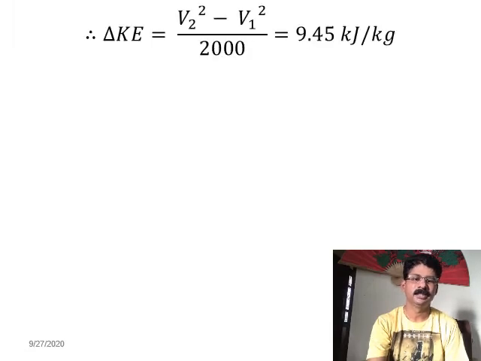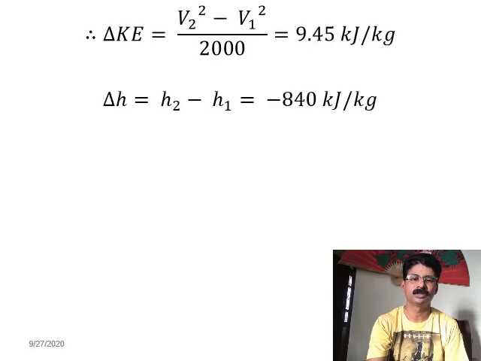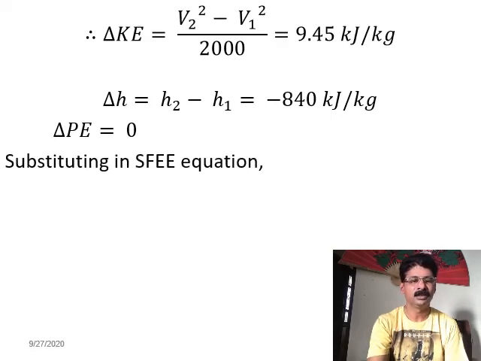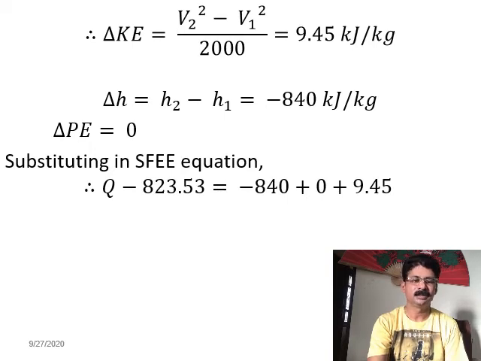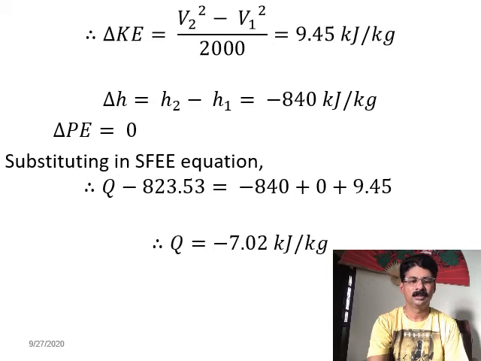Delta KE is equal to V2 square minus V1 square by 2000. So it is equal to 9.45 kilojoules per kg, and delta H is equal to H2 minus H1, which is minus 840 kilojoules per kg. There is no mention of datum for inlet and outlet, so delta PE should be taken as 0. Directly substitute in the steady flow energy equation, and you will get Q as minus 7.02 kilojoules per kg.